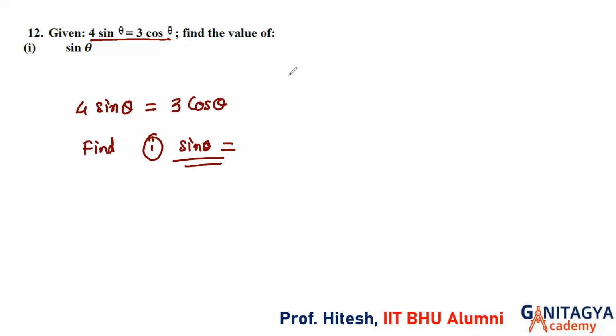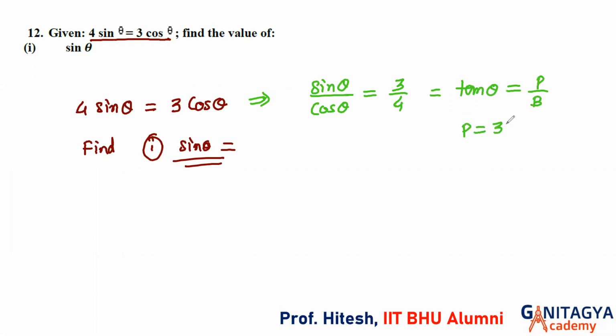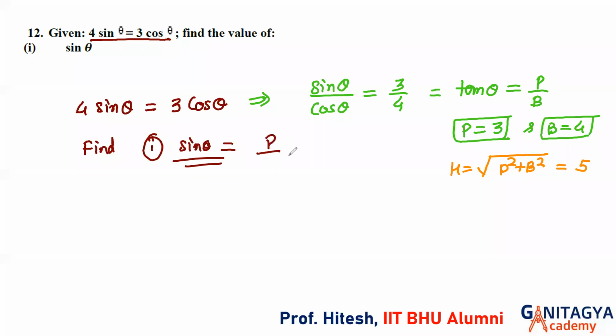So from here we will say sin theta upon cos theta is equal to 3 upon 4. Sin theta upon cos theta is equal to tan theta, and tan theta is perpendicular upon base. So I will say P is equal to 3 and B is equal to 4. Now it is clear. Now hypotenuse will be under root P square plus B square, that is 5. So sin theta will be perpendicular upon hypotenuse, that is 3 upon 5.